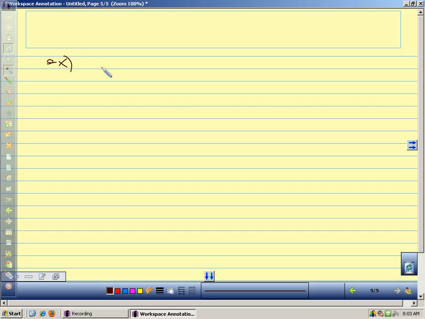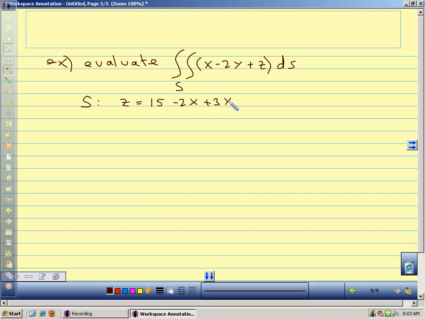So we want to evaluate the integral over our surface of x minus 2y plus z ds, and our surface is given by z equals 15 minus 2x plus 3y, for 0 less than or equal to x less than or equal to 2, and 0 less than or equal to y less than or equal to 4.